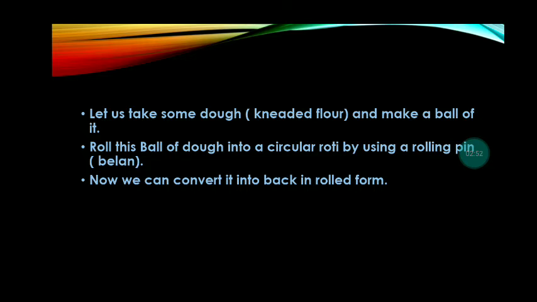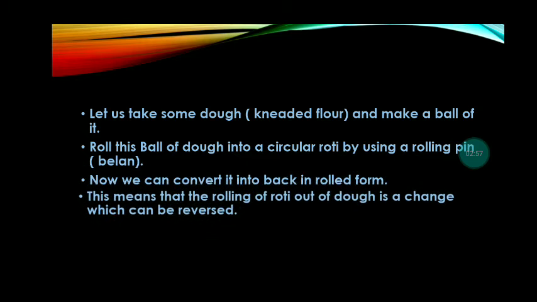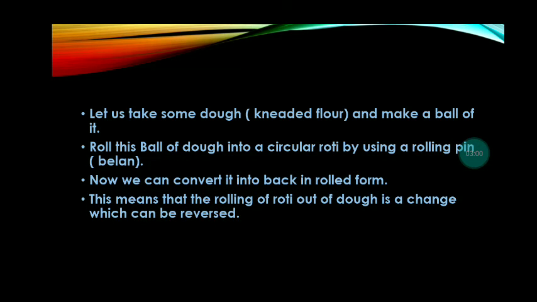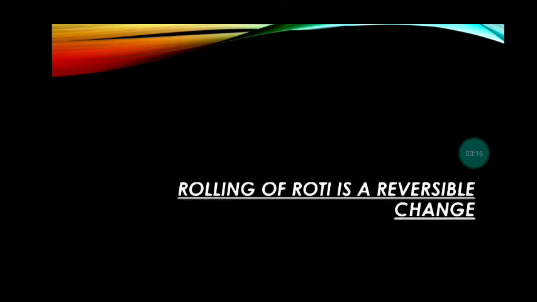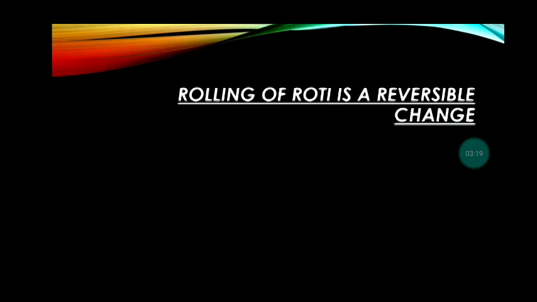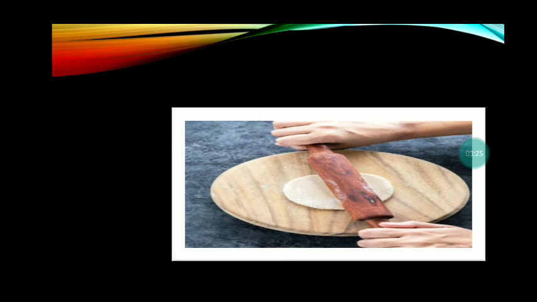The rolled roti, you can convert it back. So once you do that, you will get back the same original shape and size. This means that rolling of roti out of dough is a change which can be reversed. So rolling of roti is a reversible change. Now we take the same material, that is roti, you can say atta dough. You can see in the picture a man making a roti. So it is an example of reversible change.